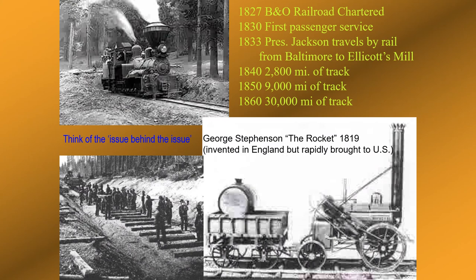Now, here we're talking about the railroads. And again, I have it in blue over there. Think of the issue behind the issue. Now, the railroad, the steam locomotive, was actually developed by an ancestor of mine, George Stevenson. And he developed the Rocket in 1819. Strong note here. The controlling interest on a steam locomotive is precision machining. That is the controlling interest, precision machining.